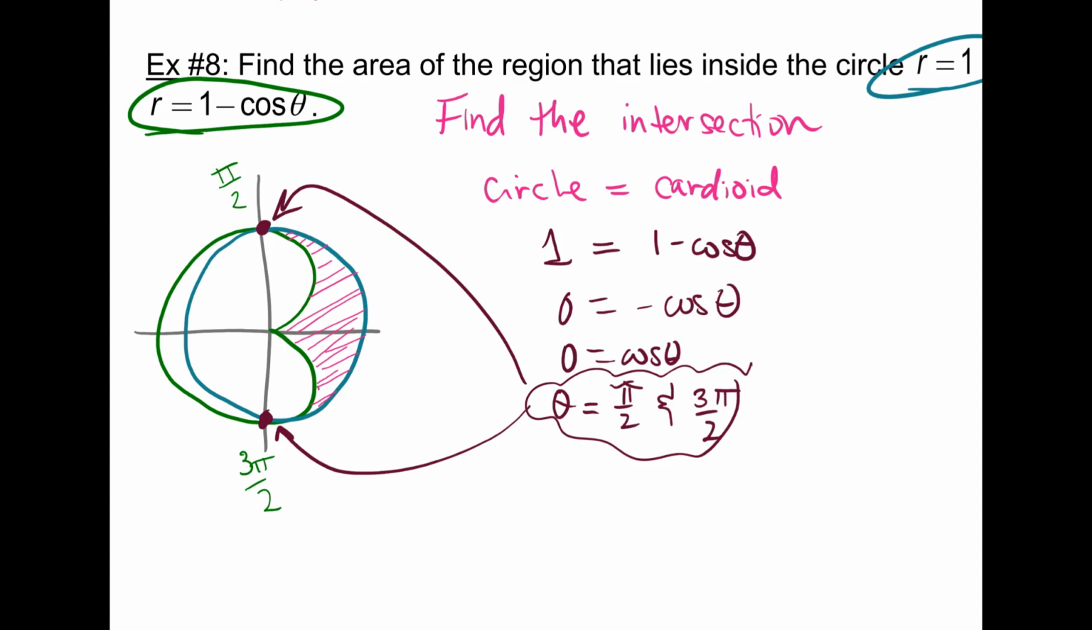The first problem we did was the area of our sector with the cardioid. Here I'm trying to find the area between the polar curves. Since I want the area between the circle and the cardioid, I'll take the area of the circle minus the area of the cardioid. More or less, that's what we're going to do.